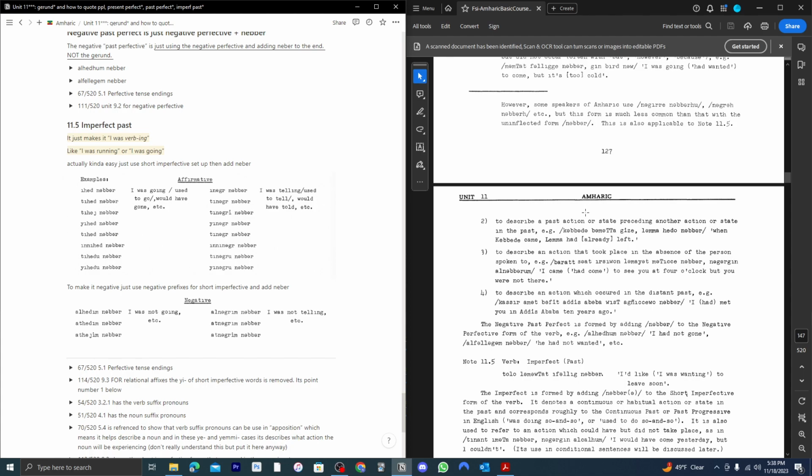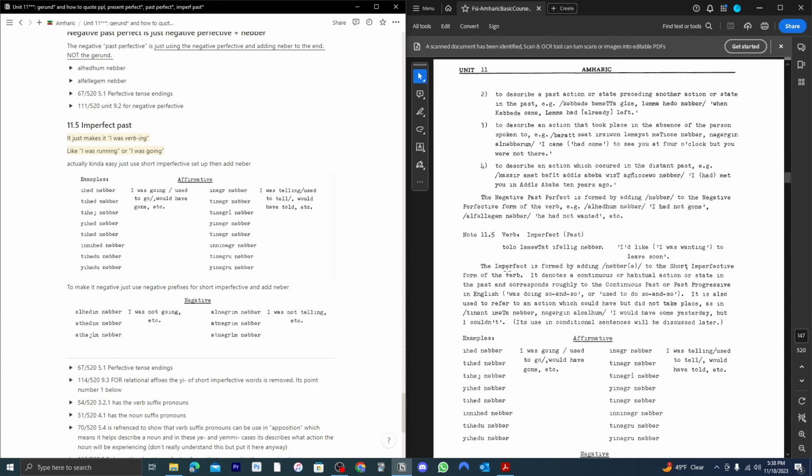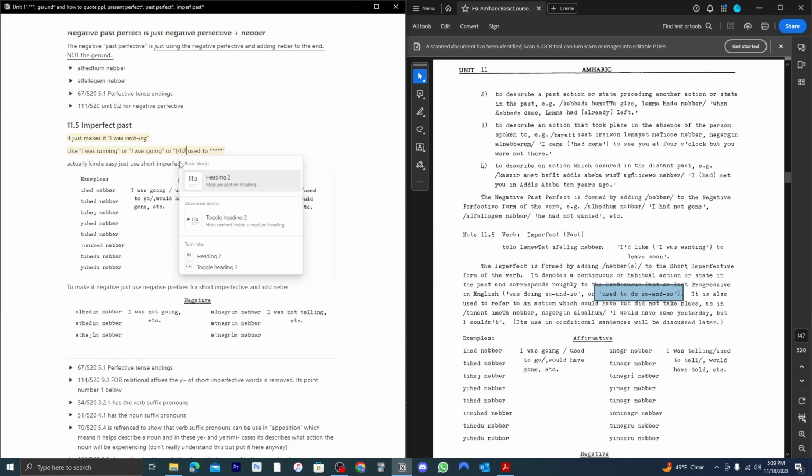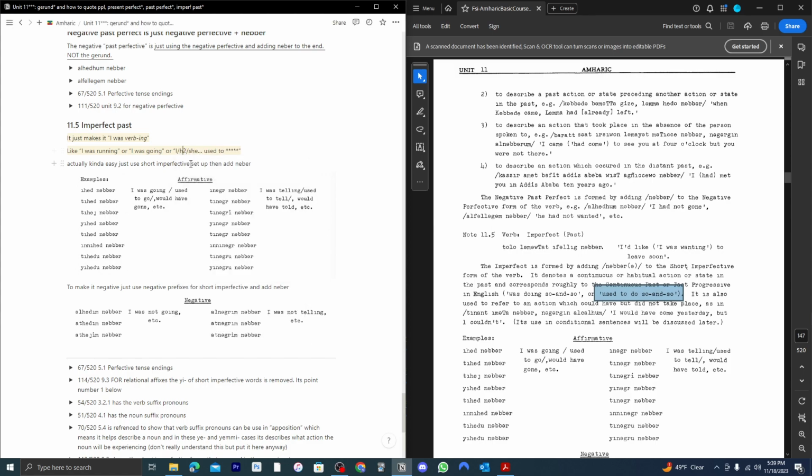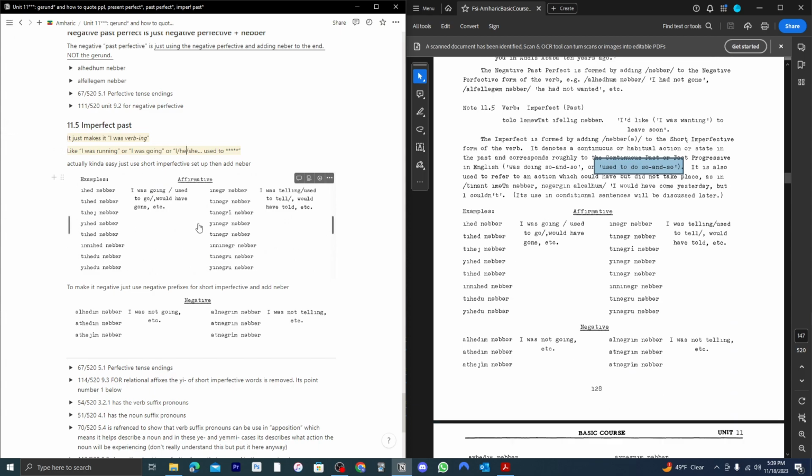Well, actually, I should maybe come over here and see what the official translation suggestion is. A habitual action or state in the past that corresponds roughly to continuous past or past progressive in English: was doing so and so, used to do so and so. I was running, or I was going, or I used to, blank. And these are really like I, he, she, whoever was doing it. I'll just leave that for right now. I won't kill too much time. So yeah, I guess you just have to memorize the shortened perfectives and practice those.